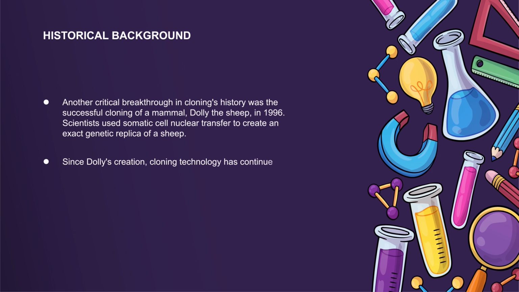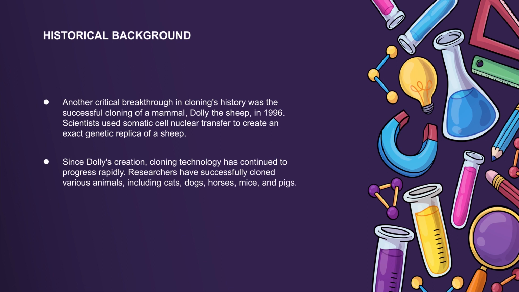Another critical breakthrough in cloning history was successfully done in a mammal, Dolly the sheep, in 1996. Scientists at the Roslin Institute in Scotland, led by Dr. Ian Wilmut, used nuclear transfer to create an exact genetic replica of a sheep. Dolly's birth marks the first successful mammal cloning, capturing the attention of the scientific community and general public.